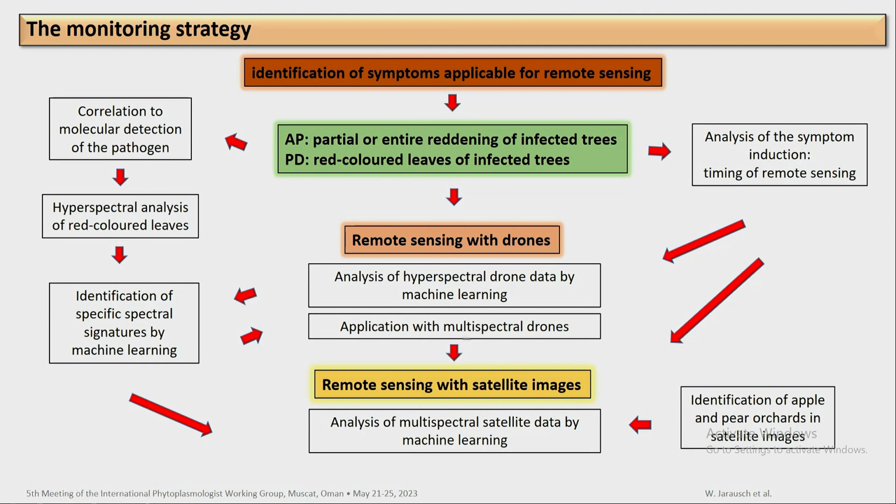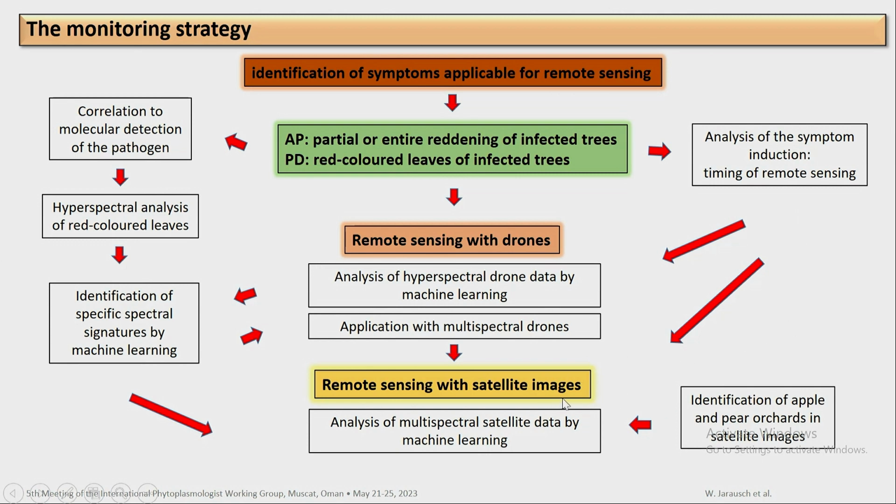And we will go a step further. We will go to remote sensing with satellite images. And again, there you have multispectral images which you can analyze with machine learning technologies. And to make this reliable, there's another point which is very important: this is the timing of remote sensing. And for this, we studied the induction of the symptoms of the diseases.